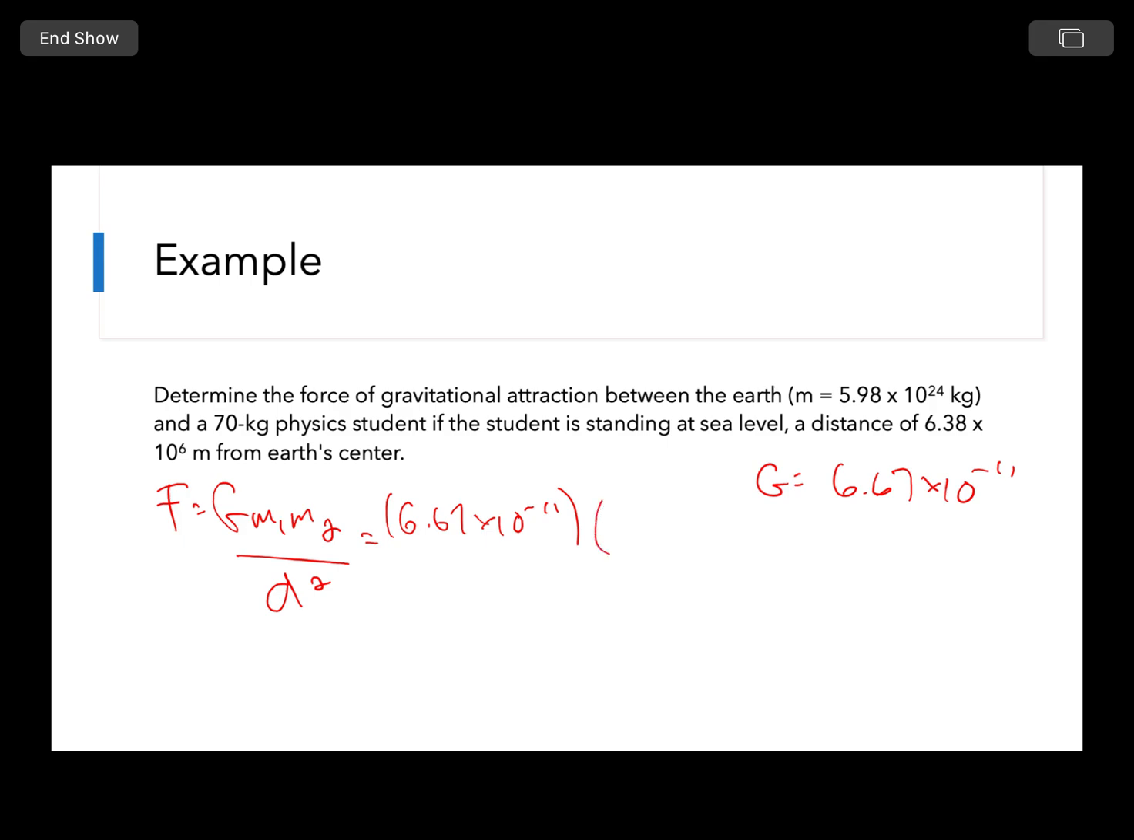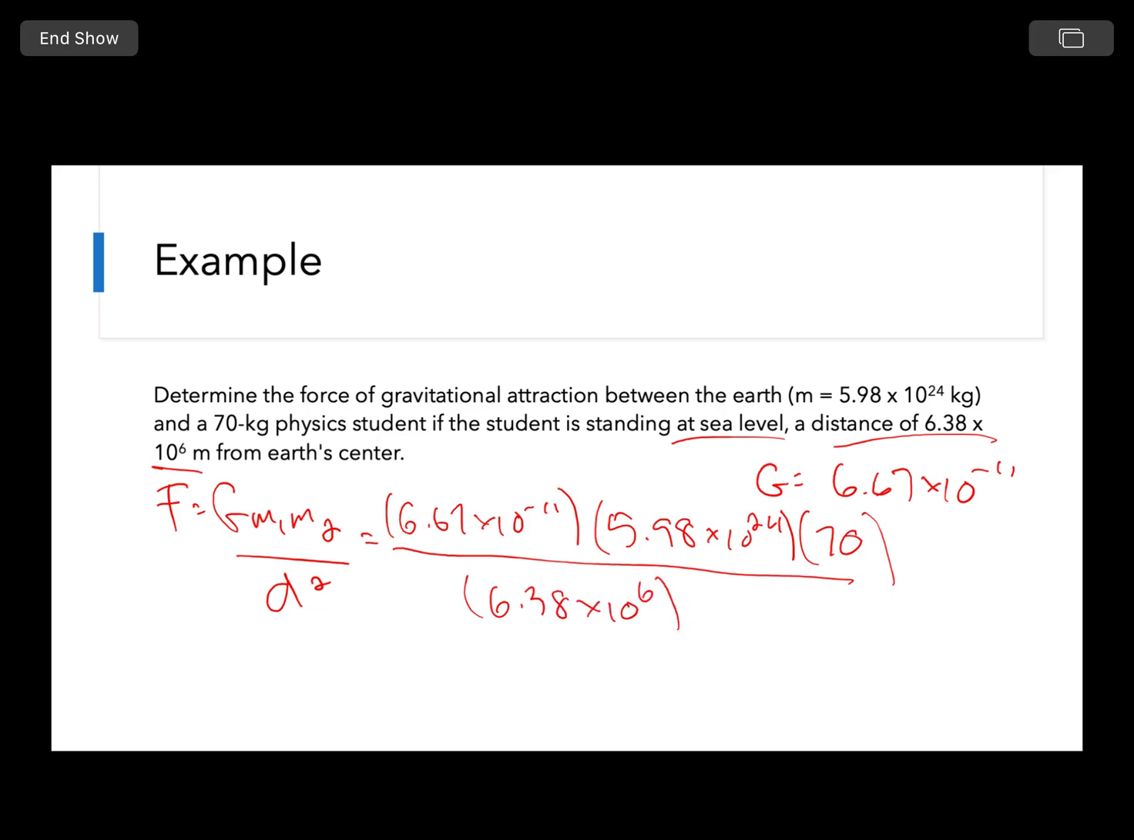Now we have the Earth, which has a mass of 5.98 times 10 to the 24. Masses should stay in kilograms. If they're not, then you need to change them so that they are. Now, to keep things all nice and working well, we're going to make sure any distances are in meters, not kilometers. It says here we're standing at sea level, a distance of this far from the Earth's center. So we're just going to go 6.38 times 10 to the 6, squared. And I'm just going to double check my work. So please pause, multiply that out, and see what you get.